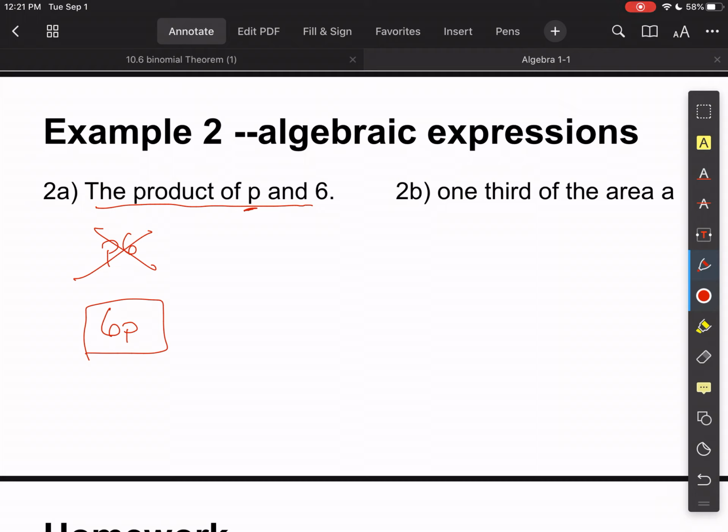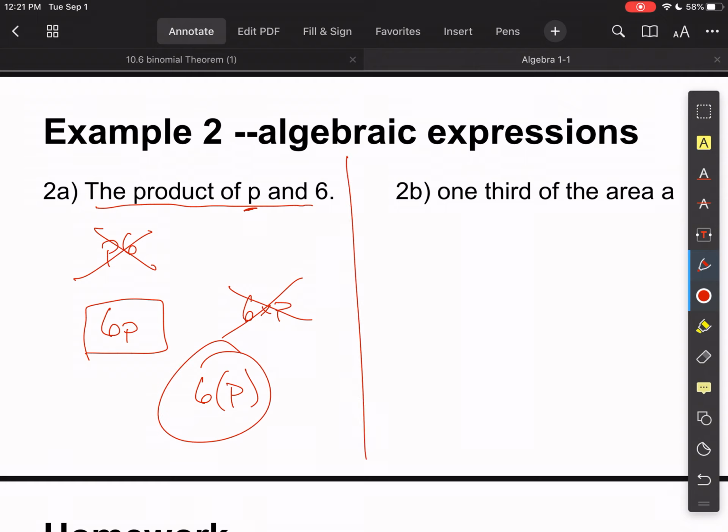The product of p and 6 can be written just like this. And again, in algebra we want to avoid this. We're not going to be using x. The other way we could write it is 6 times p with parentheses around one of them, right? That would be acceptable. But typically we just use this because it's the easiest.